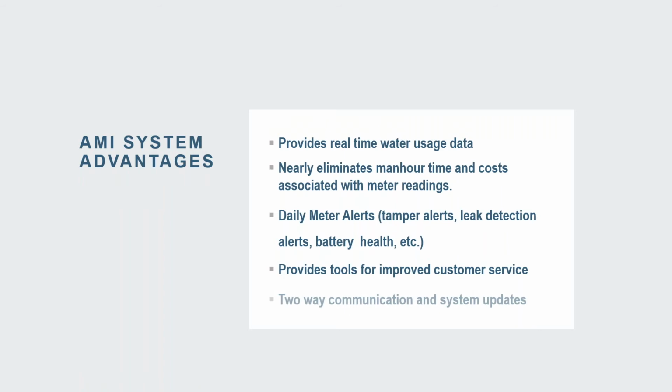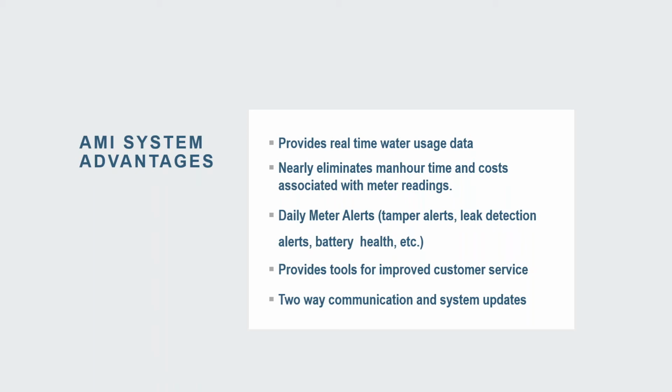So AMI system advantages: AMI systems provide real-time water usage data from the water system. They allow the owner to obtain detailed water data hourly or on demand. An AMI system nearly eliminates the time and cost associated with the metering process. It will drastically reduce the time and cost associated with meter readings. It'll also reduce vehicle wear and tear and operation and maintenance costs associated with vehicles.